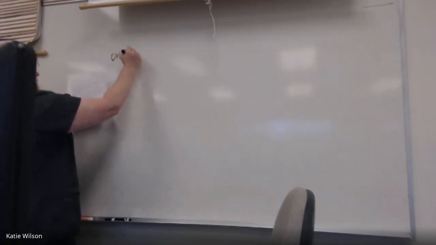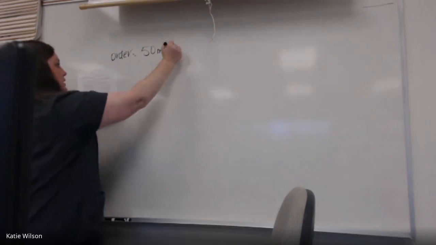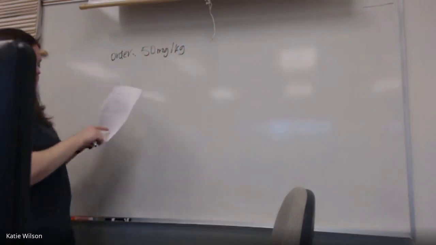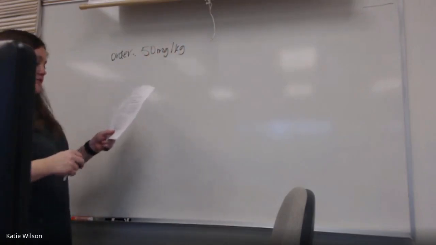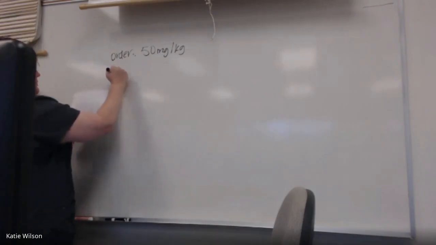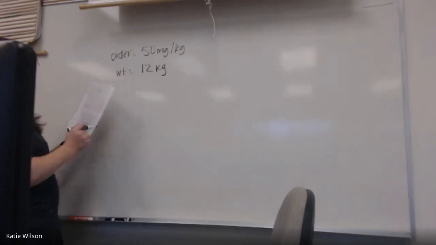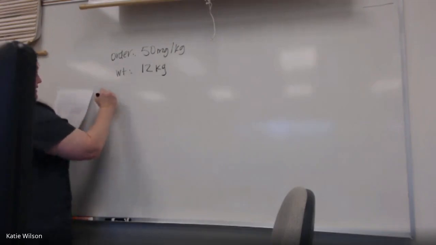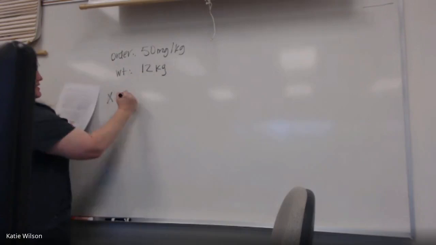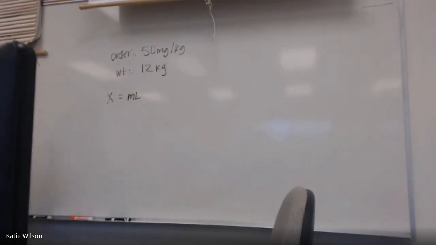So the doctor has ordered 50 milligrams per kilogram. You might want to underline that in your problem, okay? So the order is 50 milligrams per kilogram, every 12 hours, that's just how often we're going to give it to our patient, for a child who weighs 12 kilograms. Calculate the volume or the milliliters to administer. So X, what I'm solving for, is going to be milliliters, okay? If the vial is mixed with 1 milliliter of lidocaine.